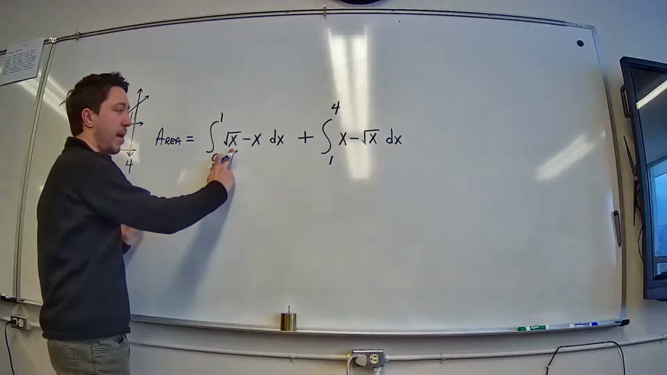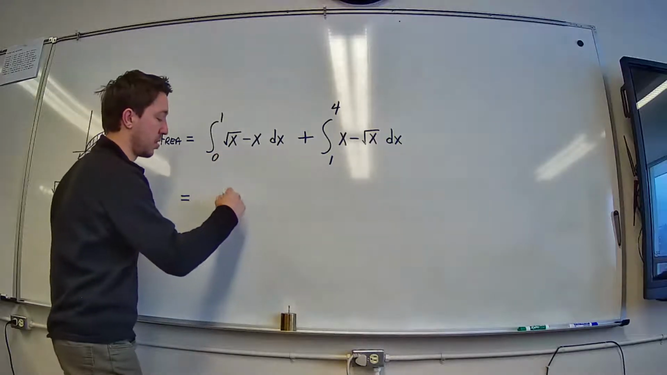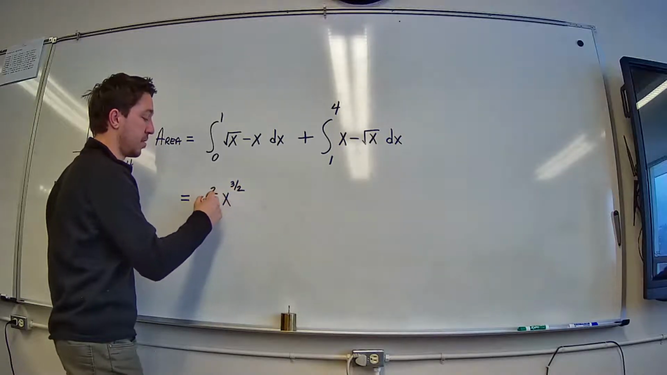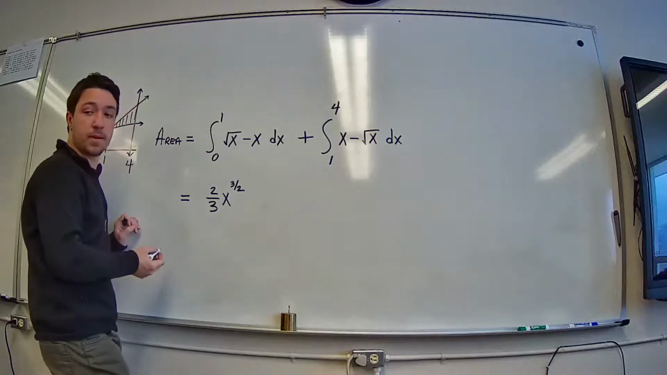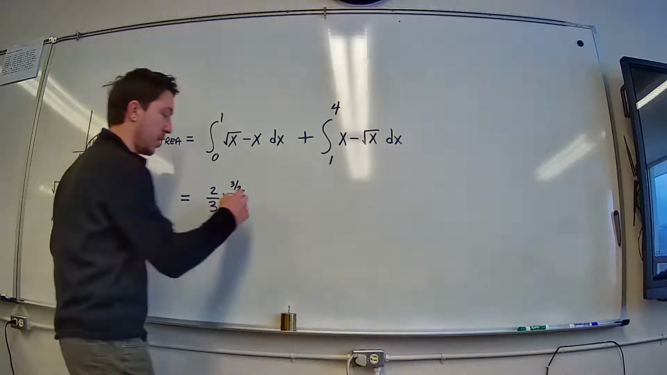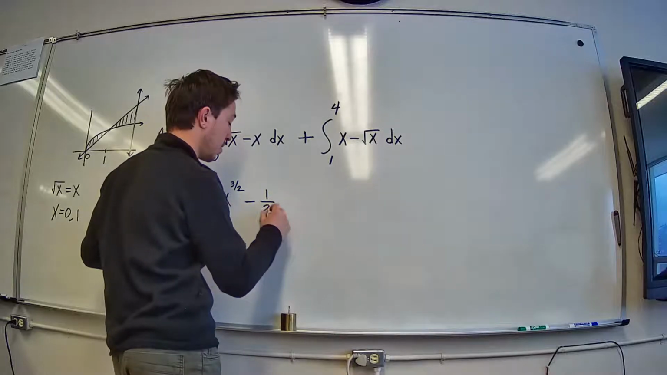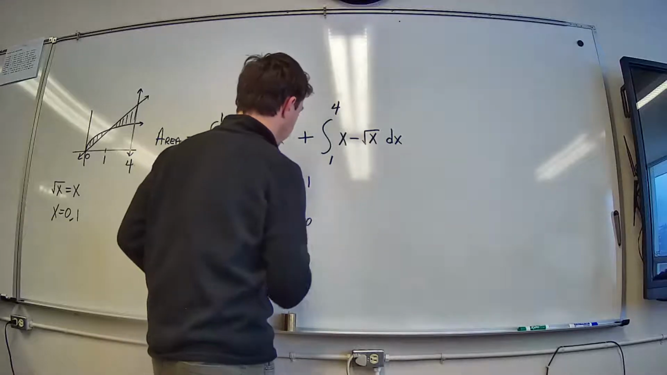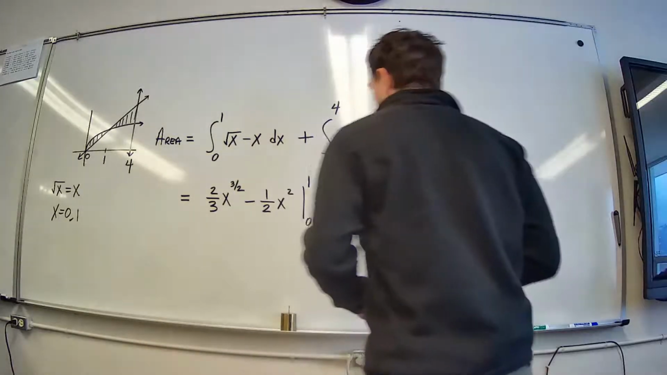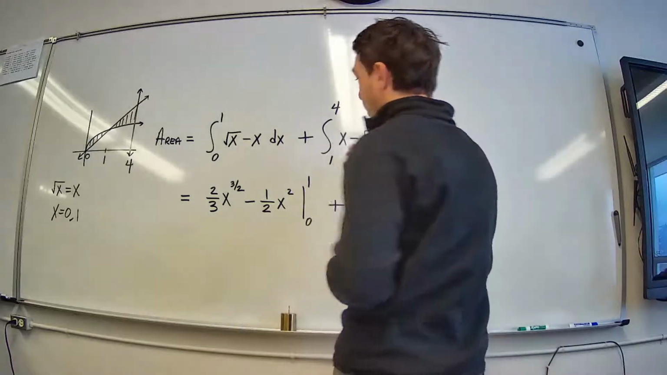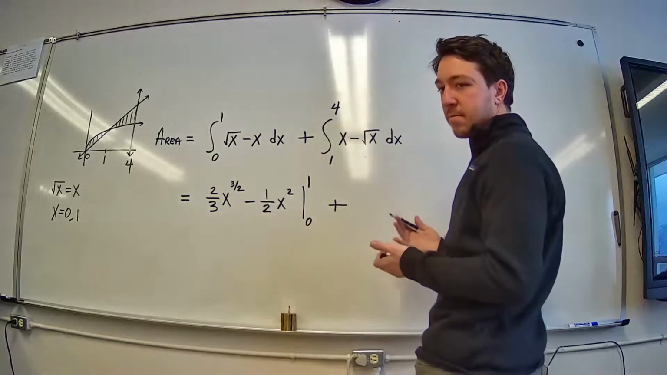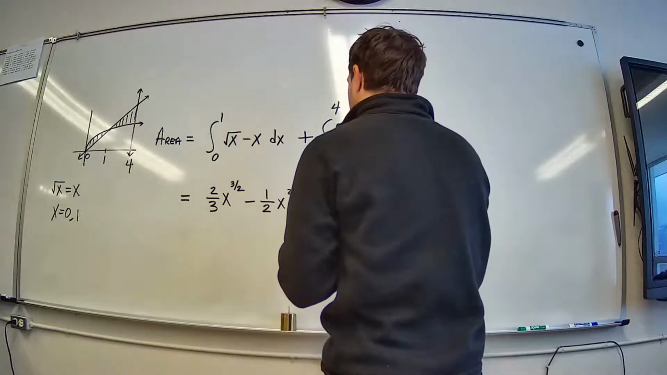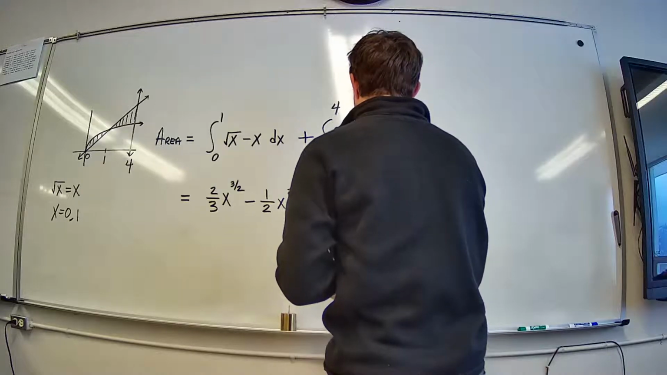Let's see, x to the 1/2 becomes x to the 3/2 times 2/3. Right. And then this x becomes 1/2 x squared, from 0 to 1. Plus this guy. Luckily, there's not much thinking left. I already did the antiderivative, so this is just going to be the opposite of that.